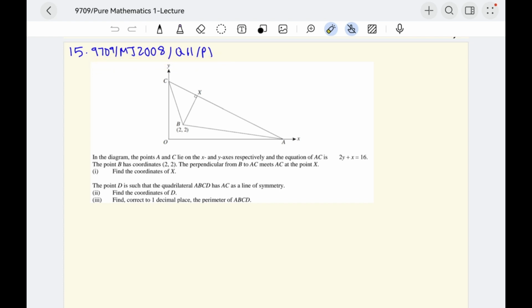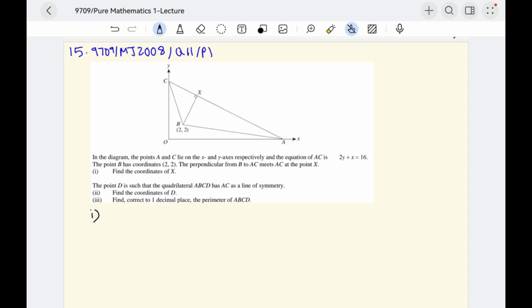Okay, in the diagram, the points A and C lie on the x and y axes respectively. So you may see this diagram. Assume this diagram is accurate and you must trust it. The equation of AC is 2y plus x equals 16. The point B has coordinates 2, 2. The perpendicular from B to AC meets AC at the point X. Alright, for the first part, find the coordinates of X. So what should we do?